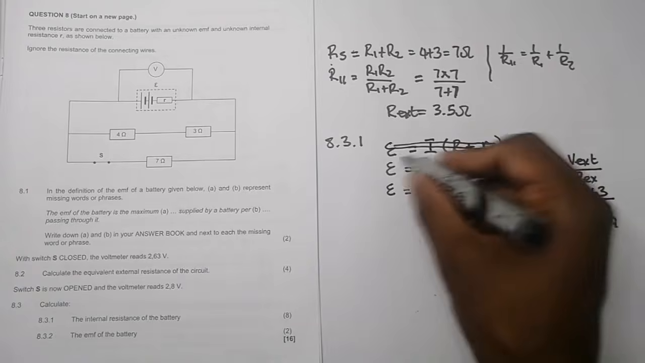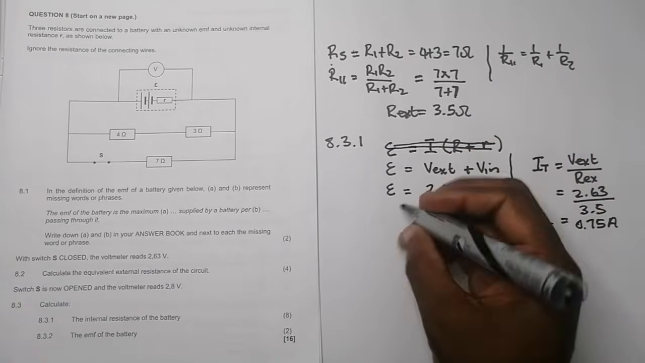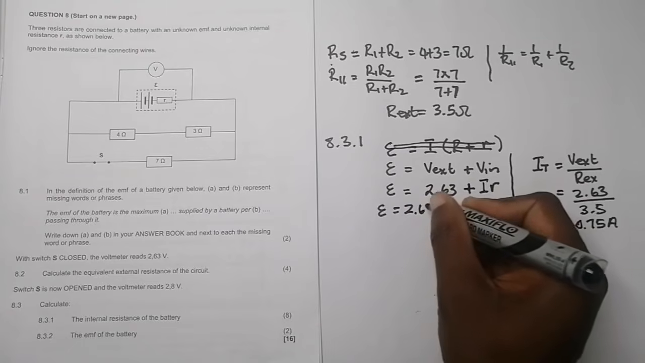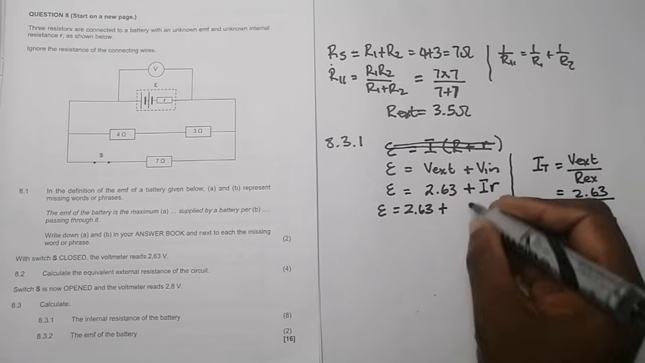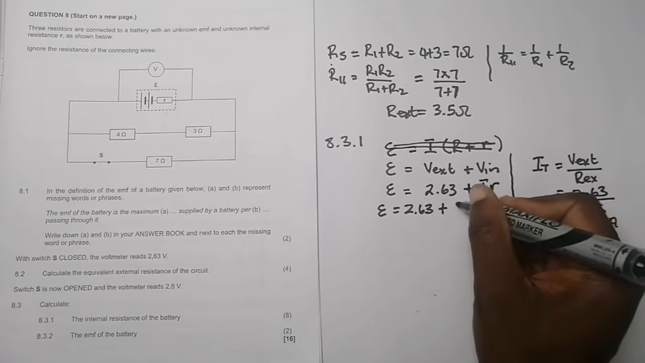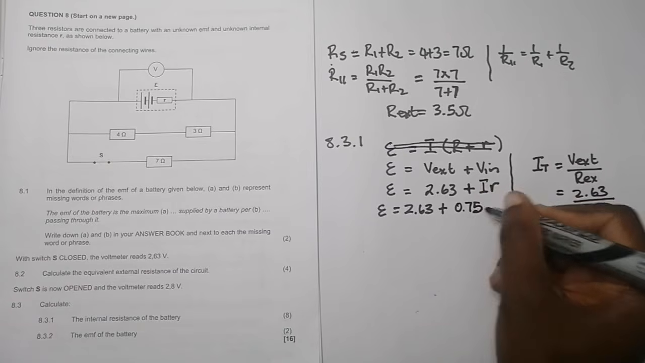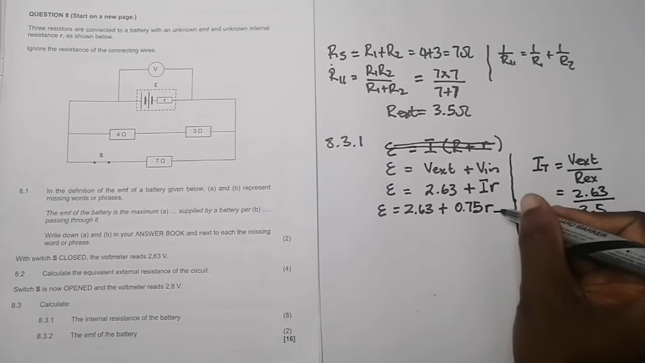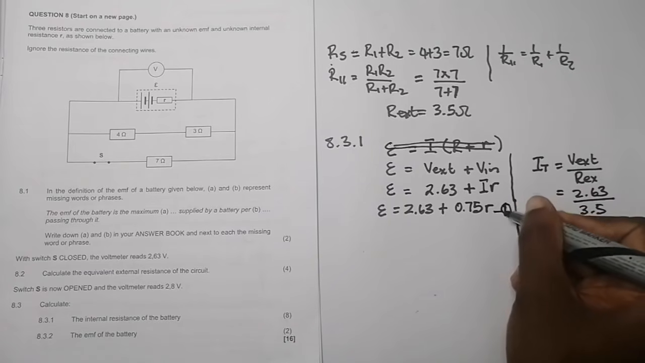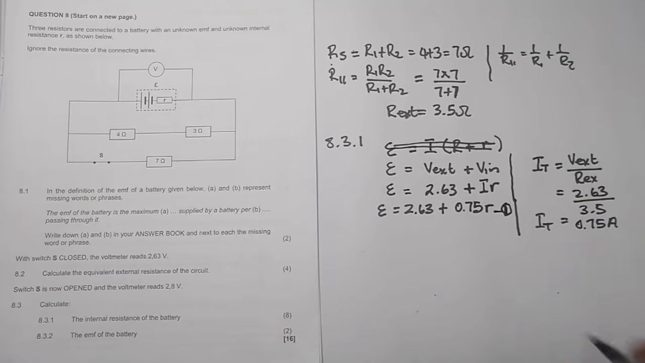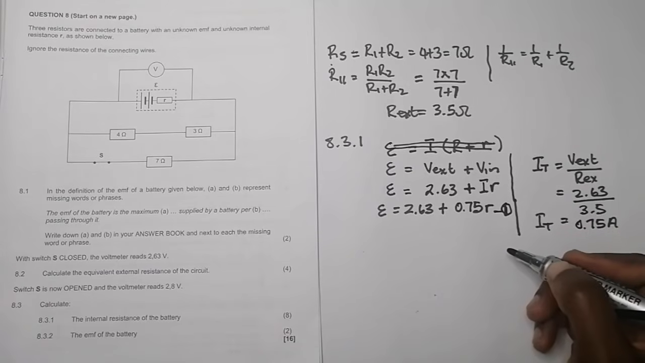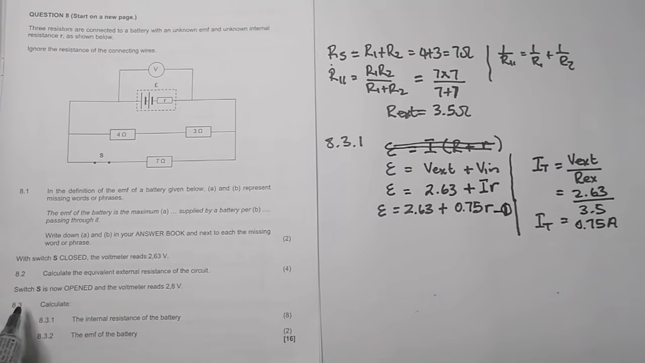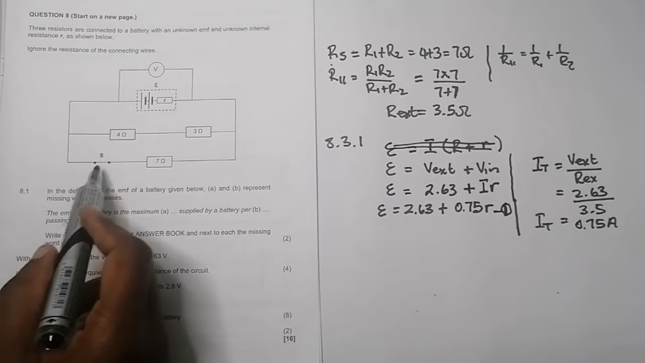Okay, so it means we could have actually just used that one as well. So E would be 2.63 plus 0.75 multiplied by R. Now obviously you can see we've got two unknowns there. I'm going to call this equation 1. All right, now let's do the same for the second setup, where they now open that switch.